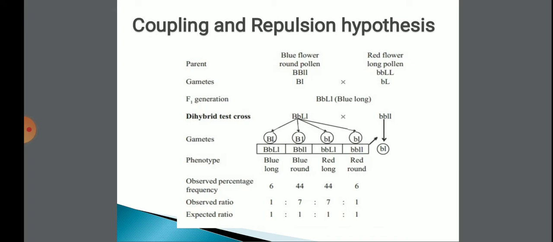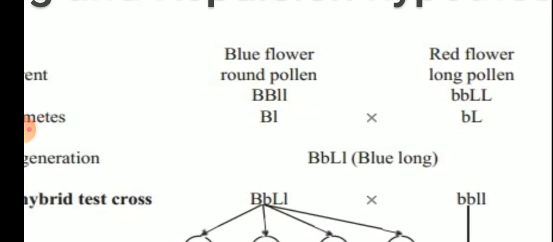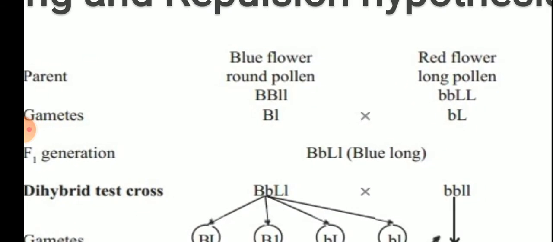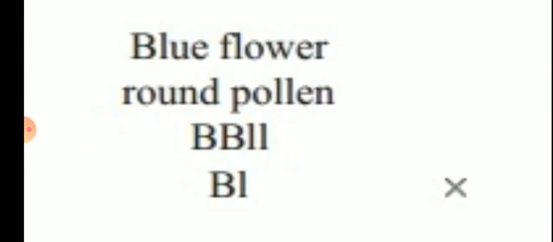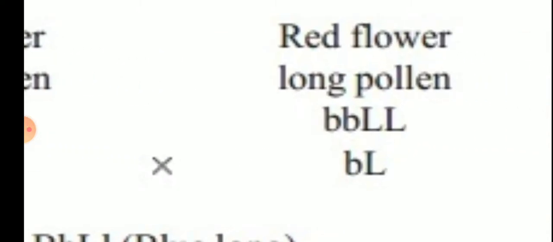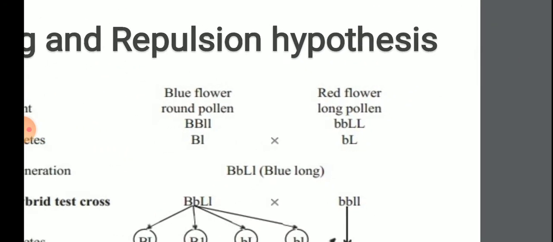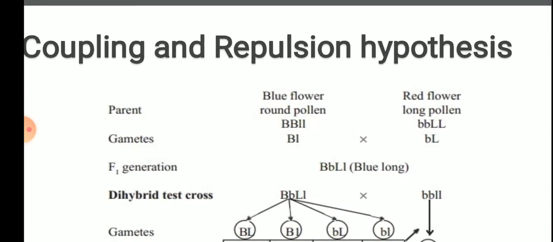They performed many dihybrid crosses in sweet pea, that is Lathyrus odoratus. We have taken one of their works in which they crossed blue flower and rounded pollen with red flower and long pollen. Blue flower is the dominant gene and rounded pollen is recessive. In the second parent, red flower is recessive and long pollen is dominant. So they selected two parents, each with one dominant and one recessive gene.